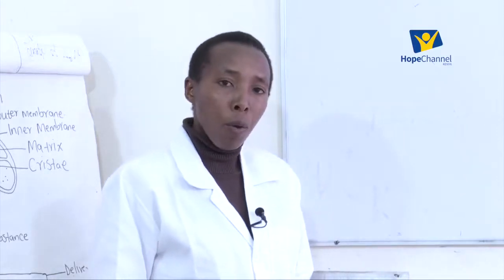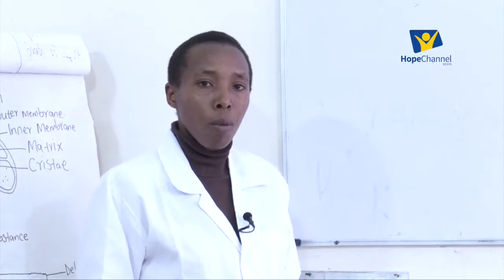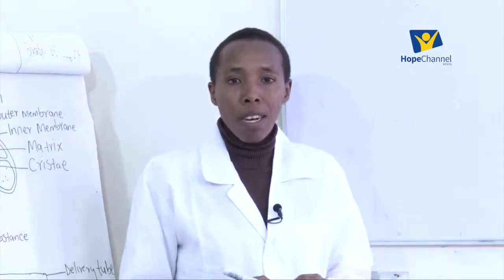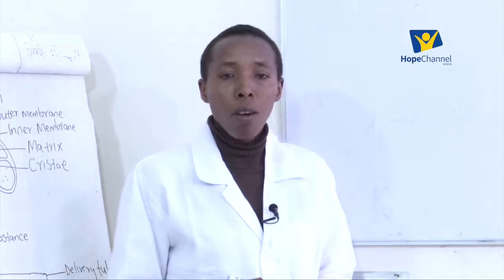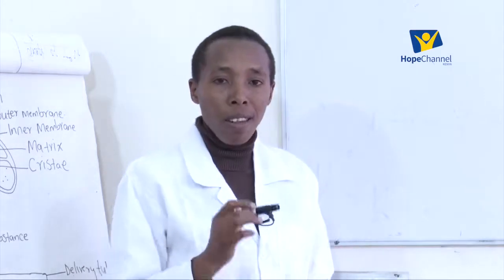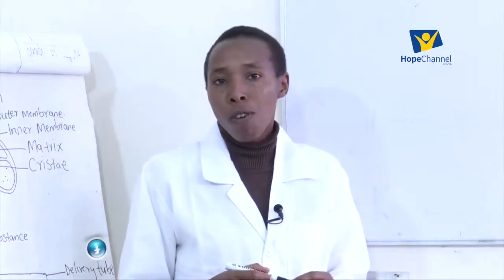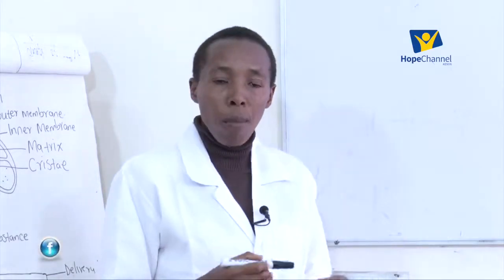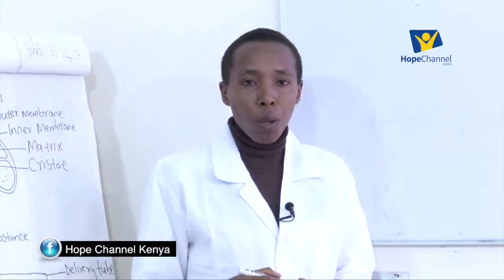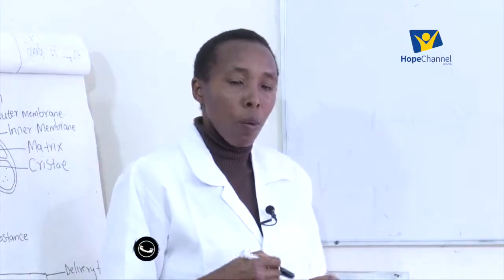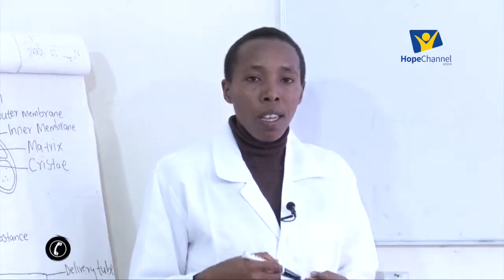Last lesson, we were learning about respiration, and we were able to define the word respiration. We were able to define some other terms like respiratory quotient, whereby we said it's just a ratio showing the relationship between the amount of carbon dioxide produced to the amount of oxygen used during respiration. I also remember we said that when we calculate the RQ, it is easy for us to determine the type of the substrate that is being oxidized.